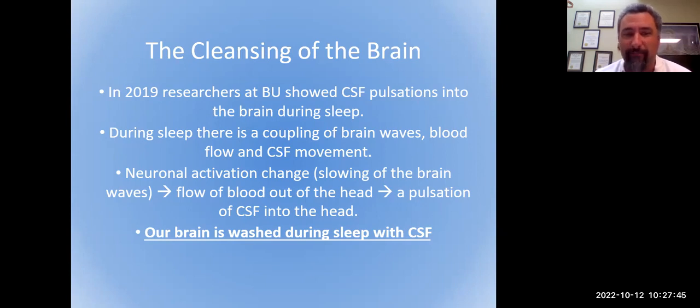During sleep, there's actually a coupling of brain waves and blood flow and cerebrospinal fluid movement. So there is a change in the way our neurons are activated. During sleep, there's a slowing of the brain waves. The slowing of the brain waves leads to flow of blood out of the brain, and then a pulsation of cerebrospinal fluid into the brain. So it's slowing of the brain waves, blood comes out of the brain, pulsation of CSF into the brain, right?